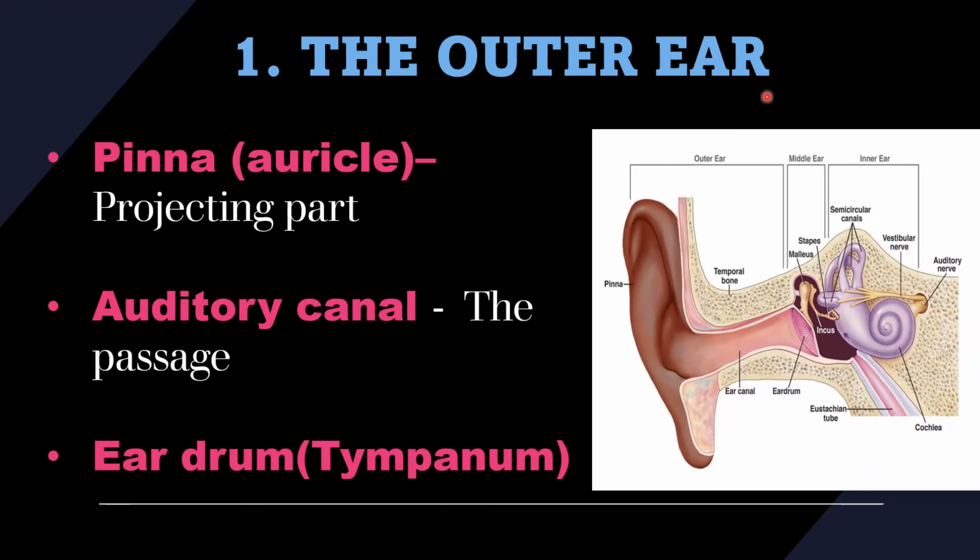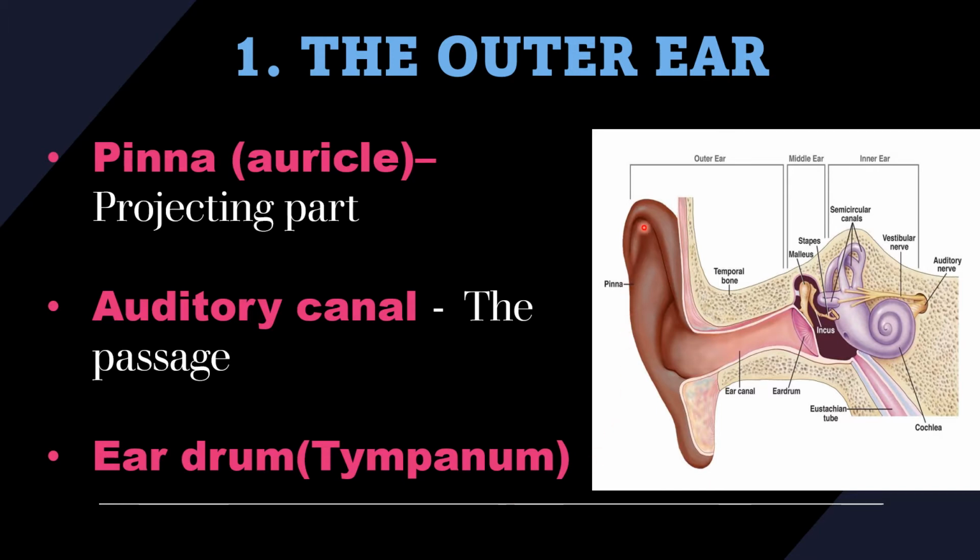The outer ear is the first division of the ear that consists of three main parts. Pinna, here you can see the projecting part is called pinna or auricle. Then the passage we call the auditory canal. Then you can see here the eardrum or tympanum. The technical term of eardrum is tympanum.